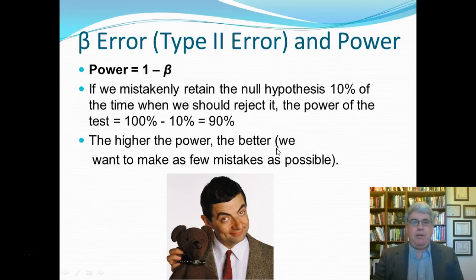Now the relationship between power and beta error, the type 2 error, is that they're inversely related. Power is 1 minus the fraction of beta errors that you make. Another way of saying this is that the two have to add up to 100%. For example, if we mistakenly retain the null hypothesis 10% of the time when we should reject it, so if we make a type 2 error 10% of the time, the power of the test is 100% minus 10%, 90%. So the higher the power, the better. The higher the power, the fewer beta errors we're making. That's the definition of power and beta errors.